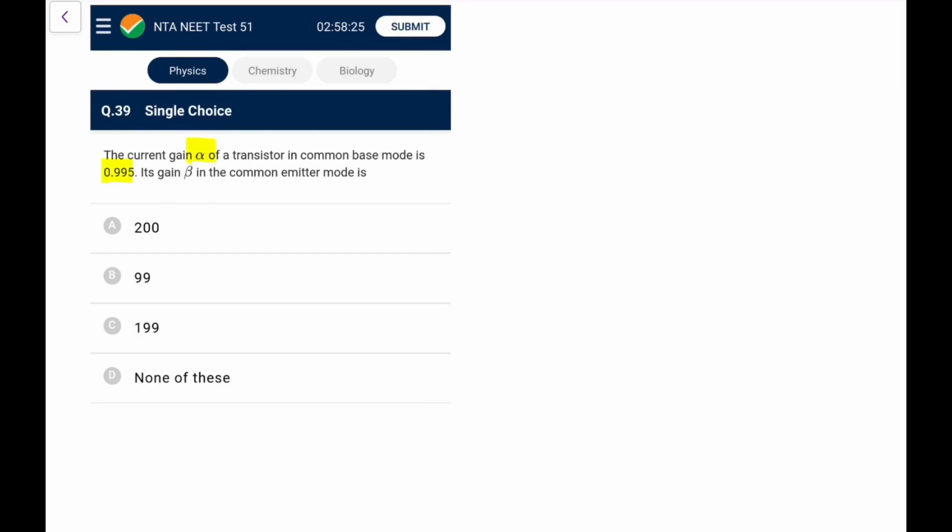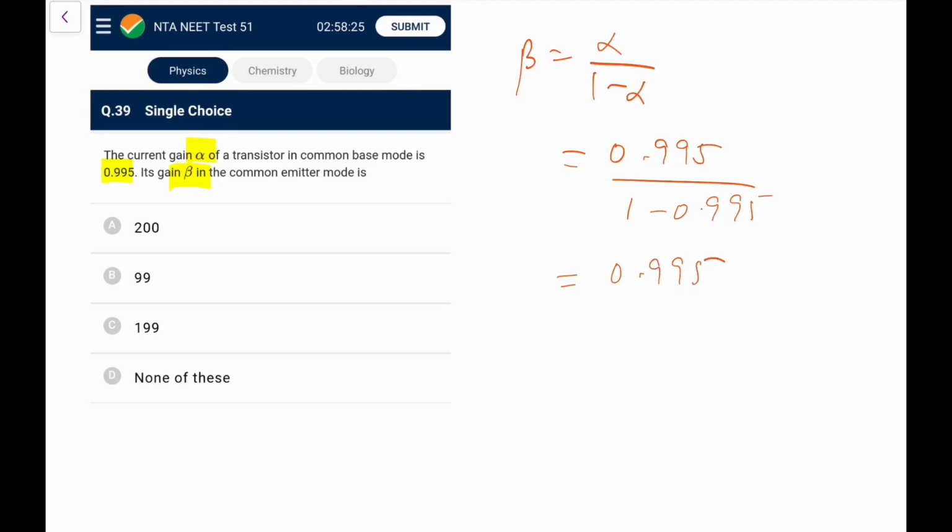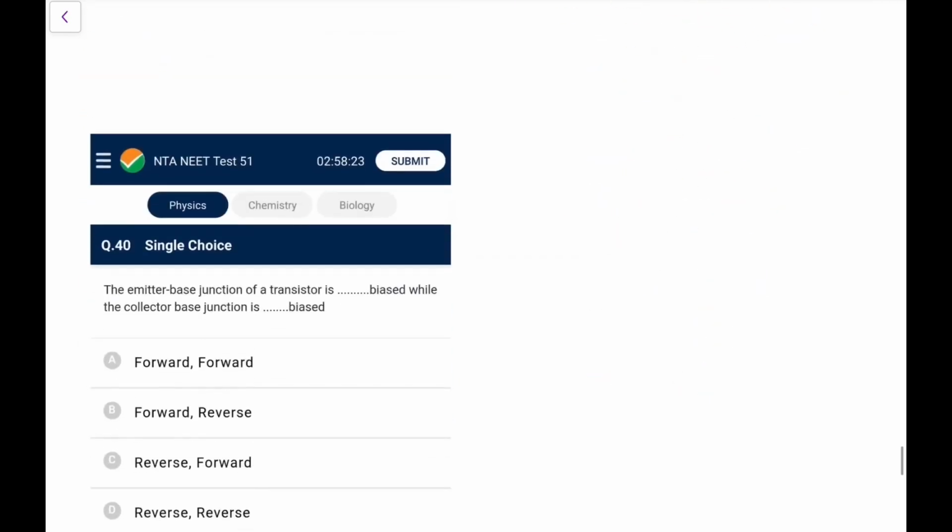Current gain alpha is this, the gain beta. You know beta is alpha upon 1 minus alpha. That is the only thing you can remember easily in the transistor topic. So what you have, 0.995 divided by 0.005, so 995 over 5. So what we have, 199, option C. So again it's an easy one from the transistor.